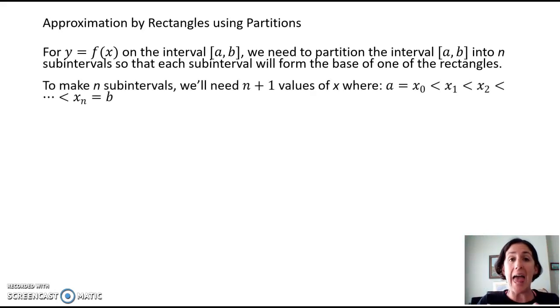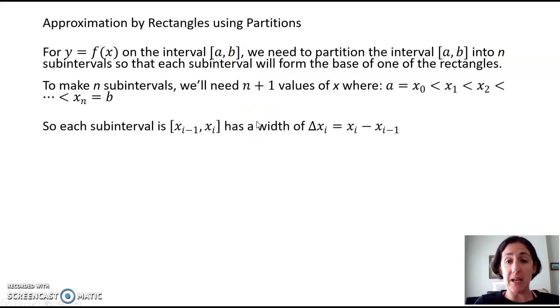So to make n subintervals, to have n little subintervals, little bases of your rectangles for n rectangles, you're going to need n plus 1 values of x. So you've got a, where you're starting, we'll call that x sub 0. And then from x sub 0 to x sub 1 is one little section, x1 to x2, x2 to x3, x3 to x4, all the way up to xn. And so that'll give us n of our little subintervals, where xn is actually the ending value b, the end of that interval.